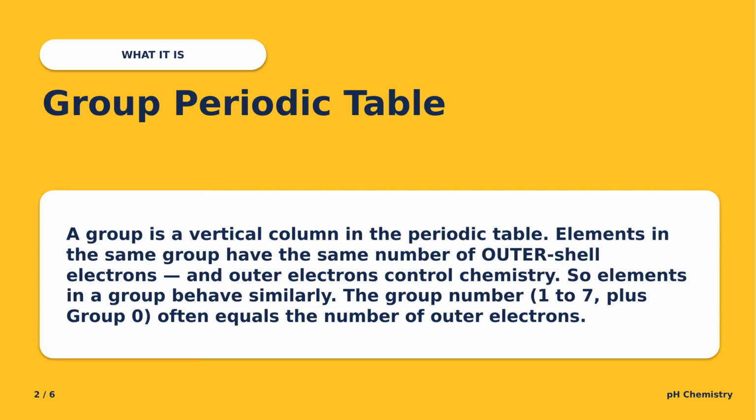A group is a vertical column in the periodic table. Elements in the same group have the same number of outer shell electrons, and outer electrons control chemistry. So elements in a group behave similarly. The group number, 1 to 7 plus group 0, often equals the number of outer electrons.